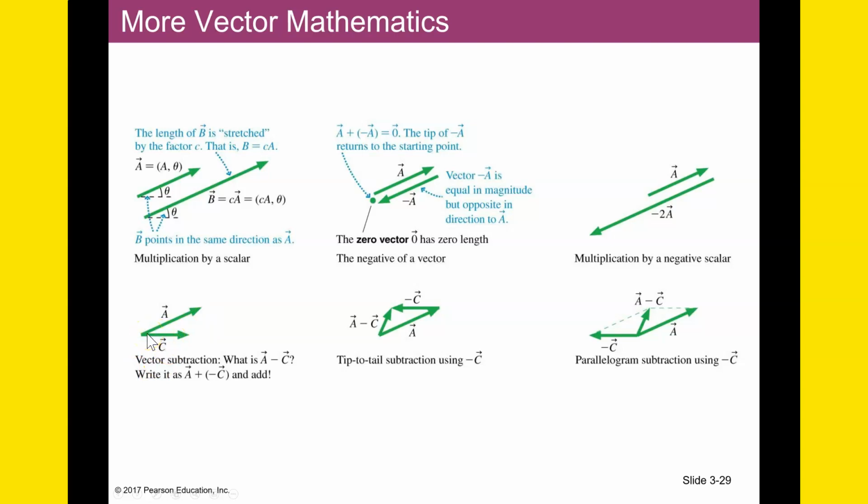Subtraction is most simply thought of as addition of the opposite. So if you wanted to do A minus C, you would do A and then add the opposite of C. So turn C around, put it tail to head, and it would go right here. And so that would be A minus C. Again, we would just start where we started, end up where we finished, and that would be the result. So it's just like addition, but instead of thinking of it as subtraction, think of it as adding the opposite.